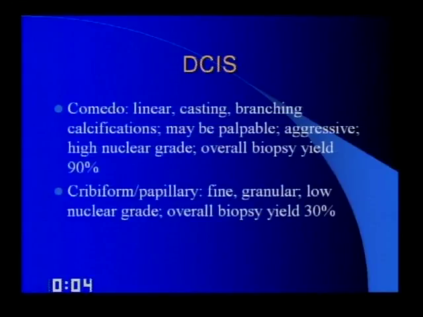The second type is the cribriform or papillary. They're fine granular, called the low nuclear grade. The overall biopsy yield for the fine granular calcifications is only 30%. It overlaps a lot with sclerosing adenosis and fibrocystic change. Okay, so a mastectomy was recommended. The girl, she's 41 years old, opted to have a mastectomy with immediate reconstruction.